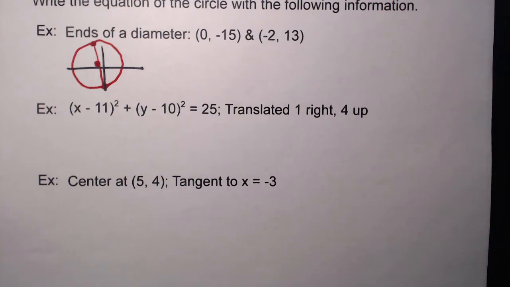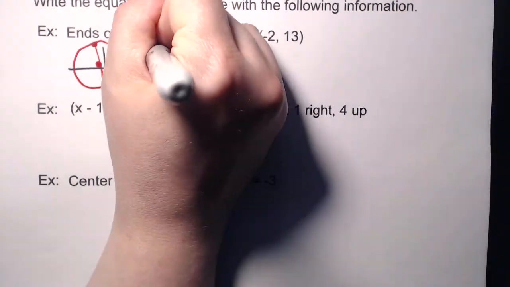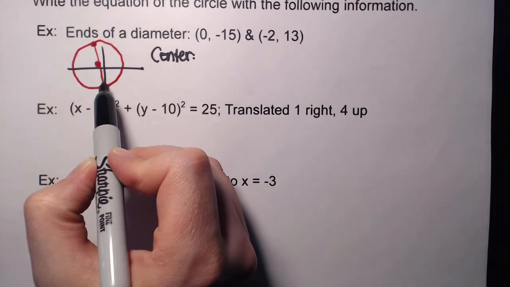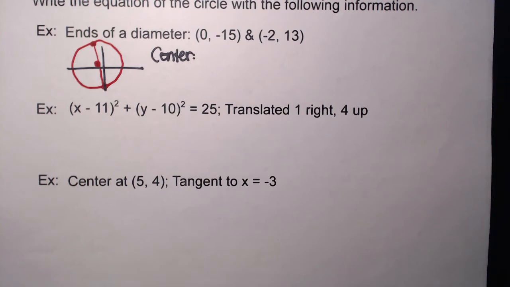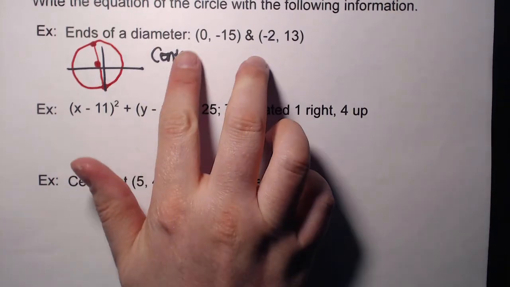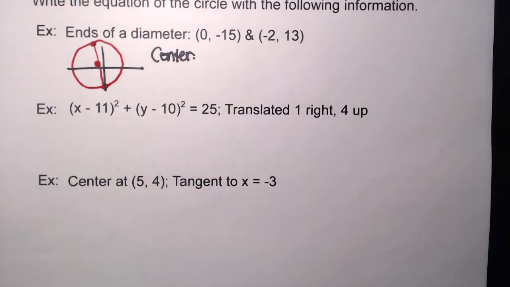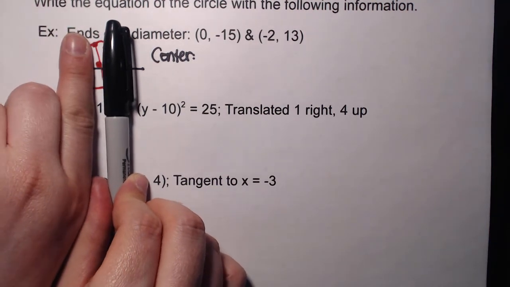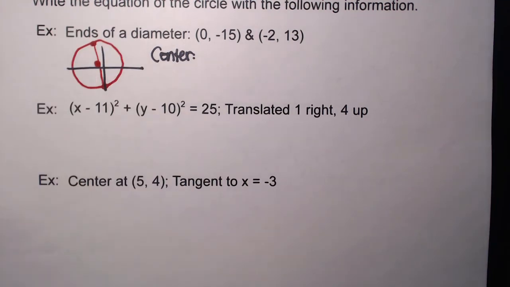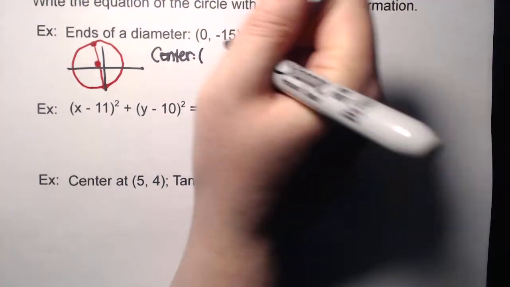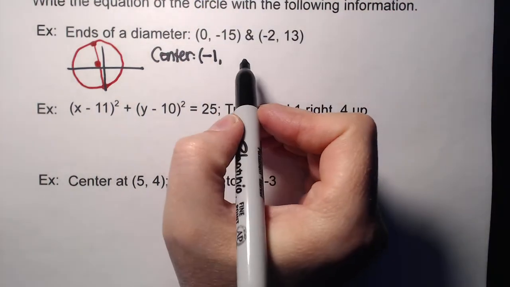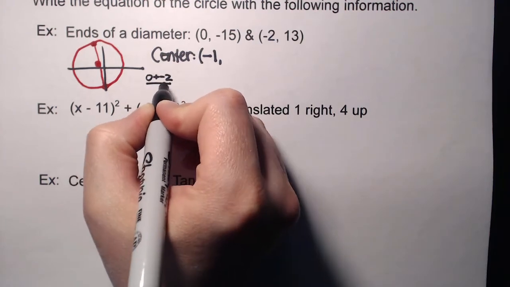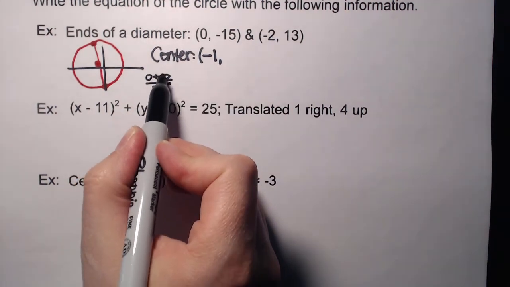Well, the center is going to be halfway between the ends of the diameter. So I'm going to take halfway between 0 and -2. If this is -2 and this is 0, halfway between that is going to be -1. You can also add them together and divide by 2, because that's taking halfway between them.